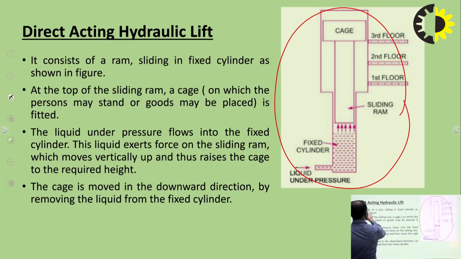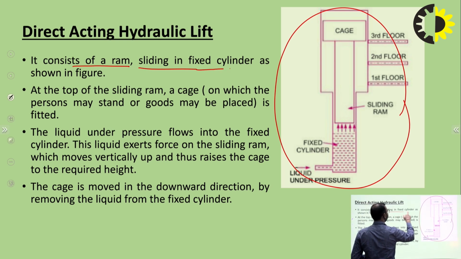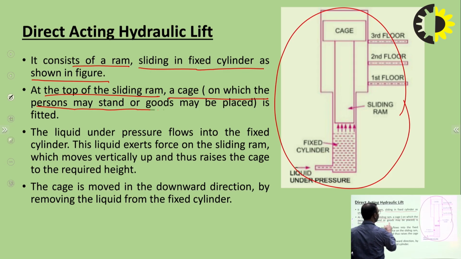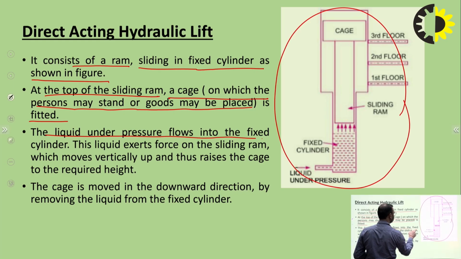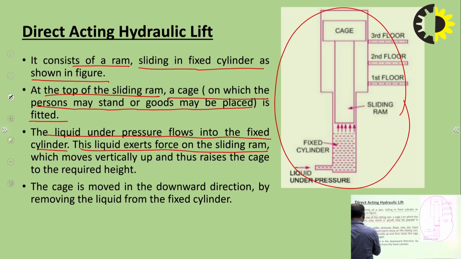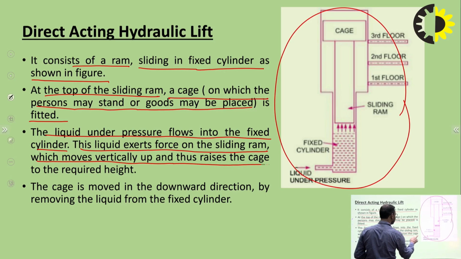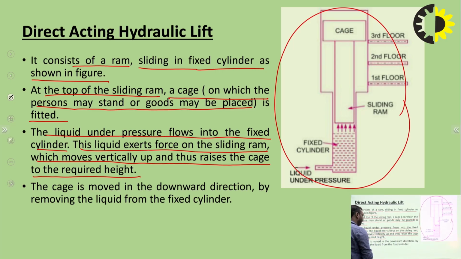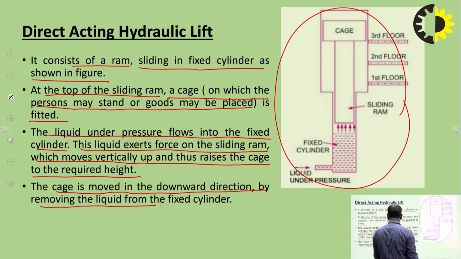In this, it consists of a ram sliding in a fixed cylinder as shown in figure. At the top of the sliding ram, a cage on which the person may stand or goods may be placed is fitted. The liquid under pressure flows into the fixed cylinder. This liquid exerts force on the sliding ram, which moves vertically up and thus raises the cage to the required height. And finally, the cage is moved in the downward direction by removing the liquid from the fixed cylinder. So this is the working of direct acting hydraulic lift.